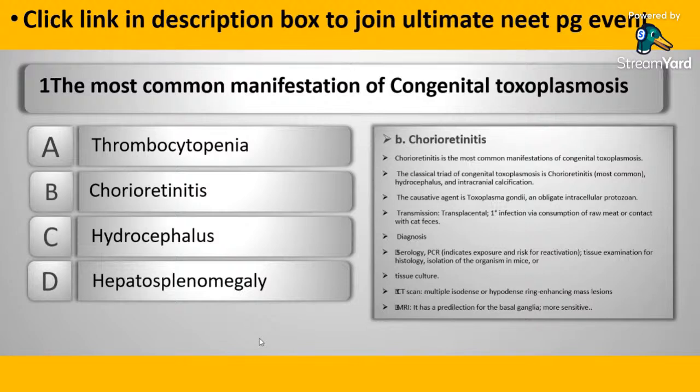This toxoplasmosis is extremely dangerous. For diagnosis, you can do serology and PCR. PCR indicates exposure and risk of reactivation. Tissue examination can be done for histology. Isolation of the organism can be done in mice, or you can do tissue culture. In CT scan, you will see multiple isodense or hypodense ring-enhancing mass lesions. MRI has a predilection for basal ganglia and it is more sensitive. So the most common manifestation of congenital toxoplasmosis is chorioretinitis.